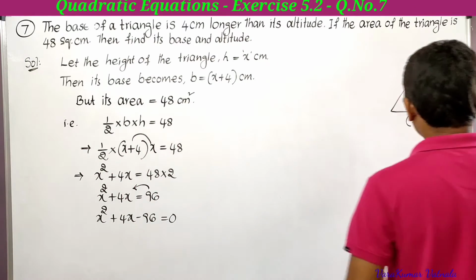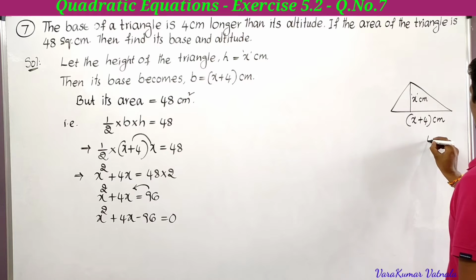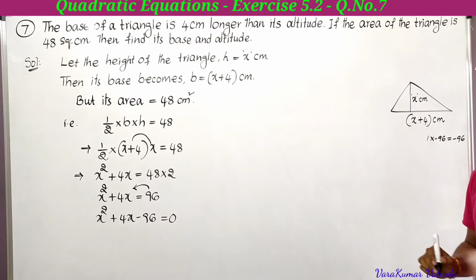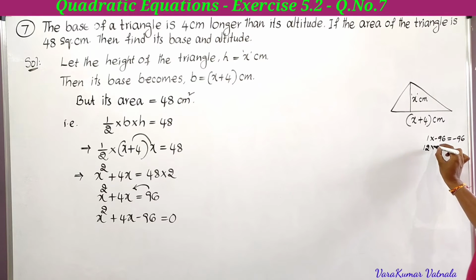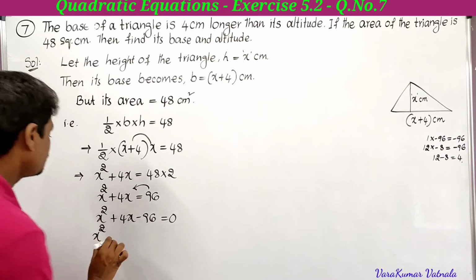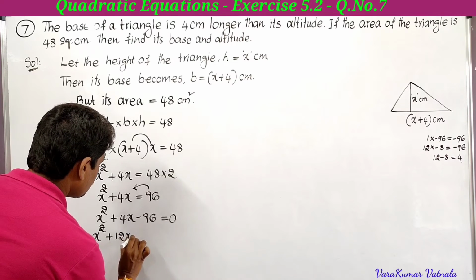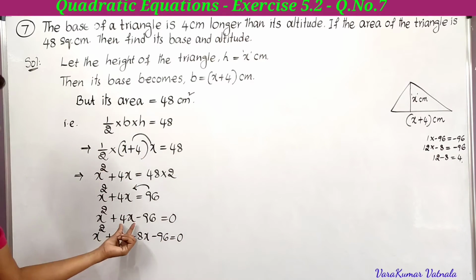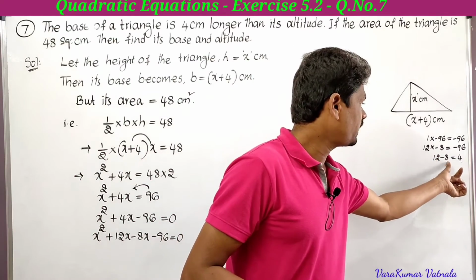So multiply the coefficient of x square with the constant, that is 1 into minus 96 equal to minus 96. So now I have to select factors for minus 96. Their product should be minus 96, sum should be plus 4. So I have to select 12 into minus 8. 12 into minus 8 is minus 96. And 12 minus 8 equal to plus 4. So now see here, how can we write? Write x square as usual, but this plus 4x can be written as 12x minus 8x. Write minus 96 as usual is equal to 0. Just I have written this 4x as plus 12x minus 8x.